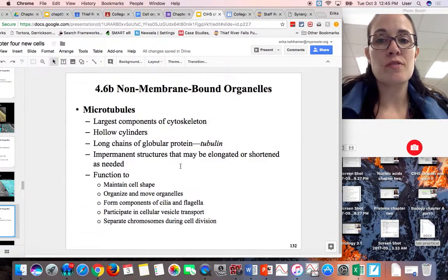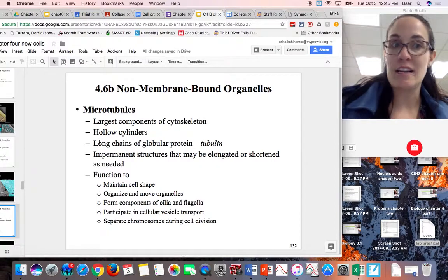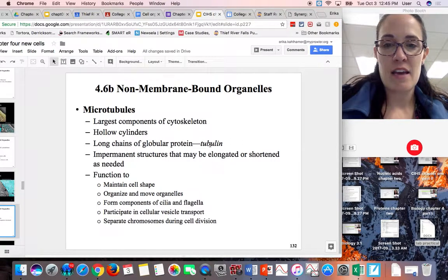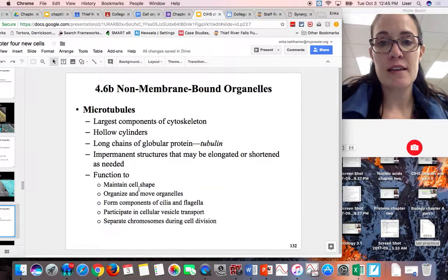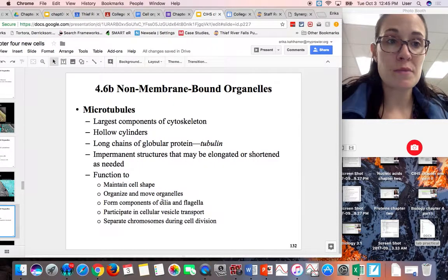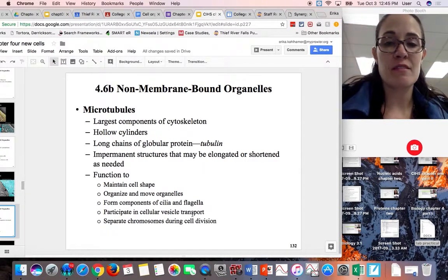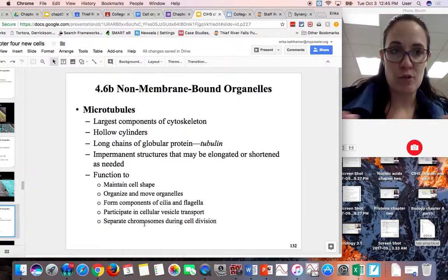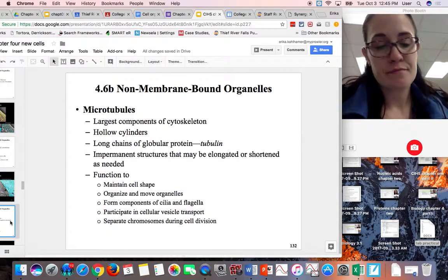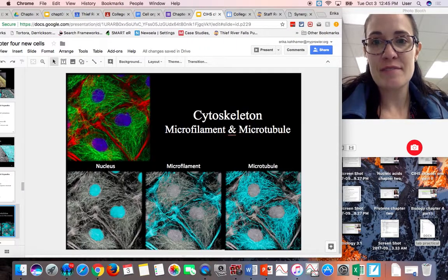And then microtubules are the largest. They're hollow cylinders, kind of like a churro. And they're composed of a protein called tubulin. They can be elongated or shortened, and again, they're involved in cell shape, moving things around. They actually form the cilia and flagella. They're going to move things around within the cell via vesicles. And they also separate chromosomes during cell division, pulling them apart in spindle fibers.